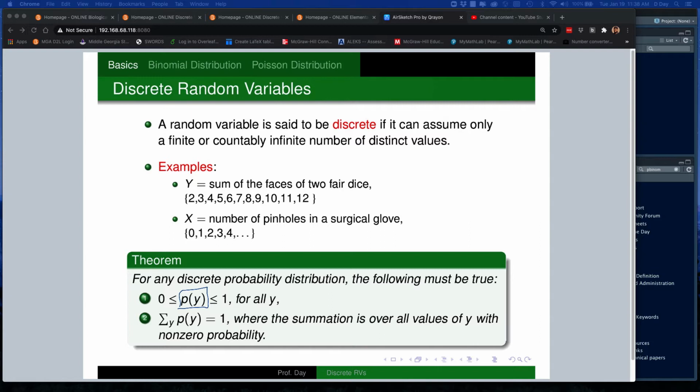And also, since all of these probabilities have to be values between 0 and 1, we also have the second bullet here that says that if you sum all the probabilities together from the sample space, they should sum up to 1. They should add up to 1. For example, in the sum of the faces of two dice, if I found all the probabilities for each one of these random variables in here and added them together, we better get 1.